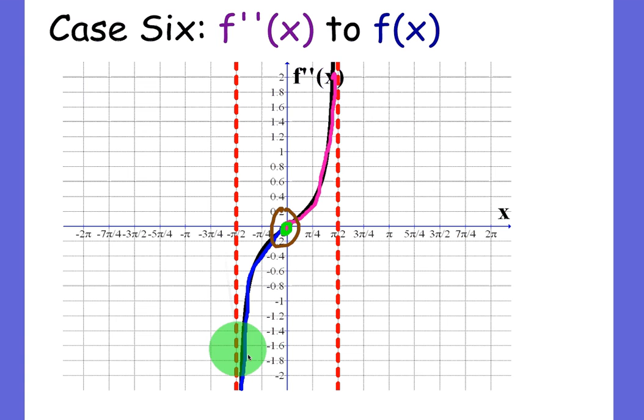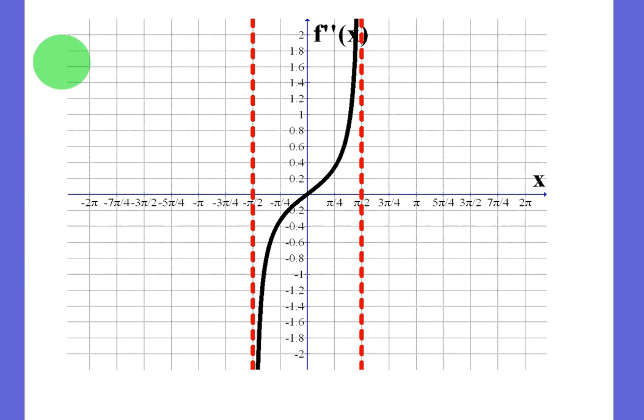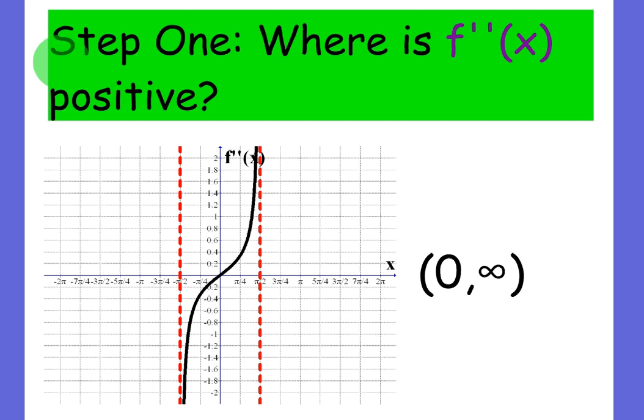And we do have some asymptotes here for f double prime. So let's read this together. It says, following is the graph of f double prime, the second derivative of f of x. Use the graph of f double prime to sketch the graph of the original f of x. How can we do this? As noted before, we're going to focus on concavity, inflection point, and asymptotes, and use that information to sketch the original.